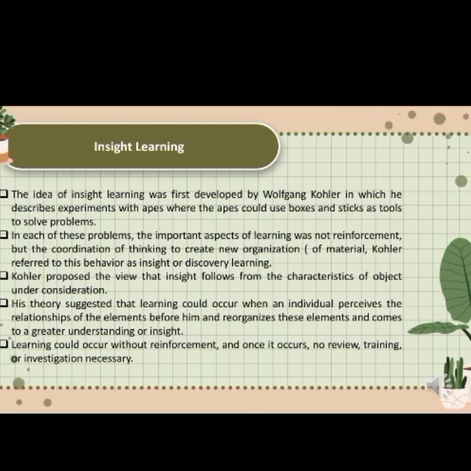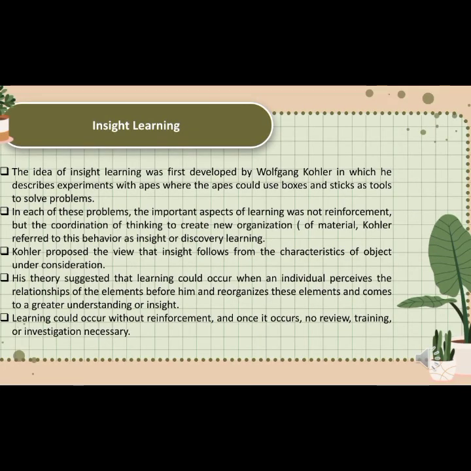Kohler proposed the view that insight follows from the characteristics of the object under consideration. His theory suggested that learning could occur when an individual perceives the relationships of the elements before him and reorganizes these elements and comes to a greater understanding or insight. Learning could occur without reinforcement, and once it occurs, no review, training, or investigation is essential.